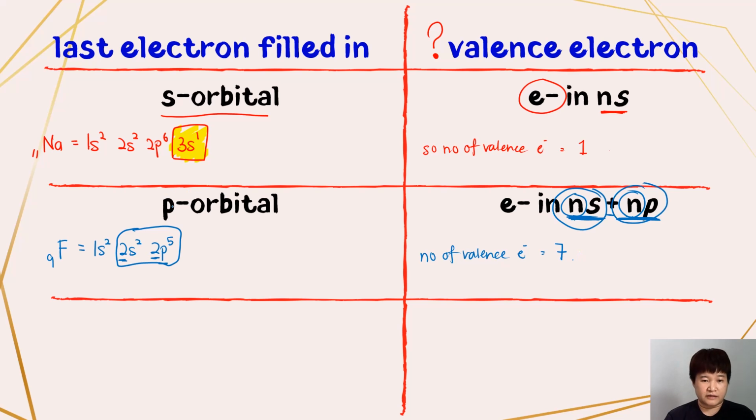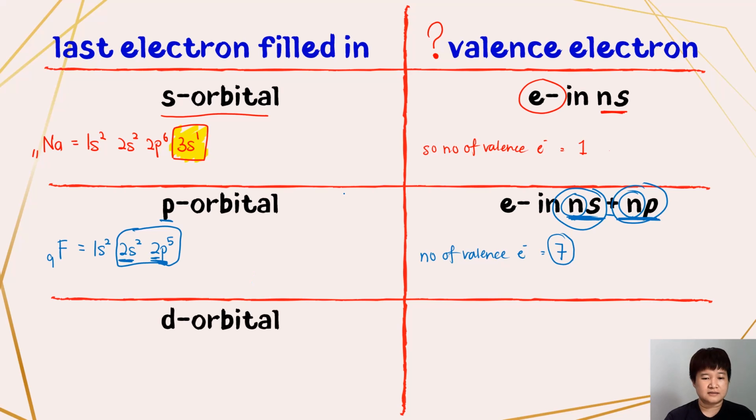Okay, so if the last electron that you put in is in the p orbital, we will be taking the electrons in the highest s and the highest p. We add them, and that will be your number of valence electrons.